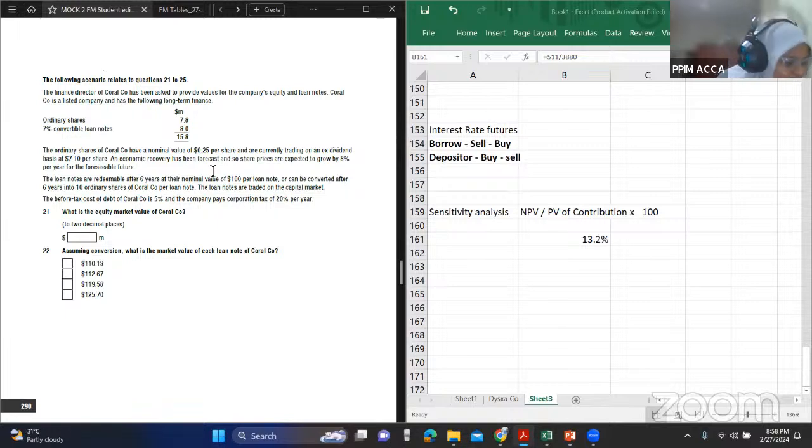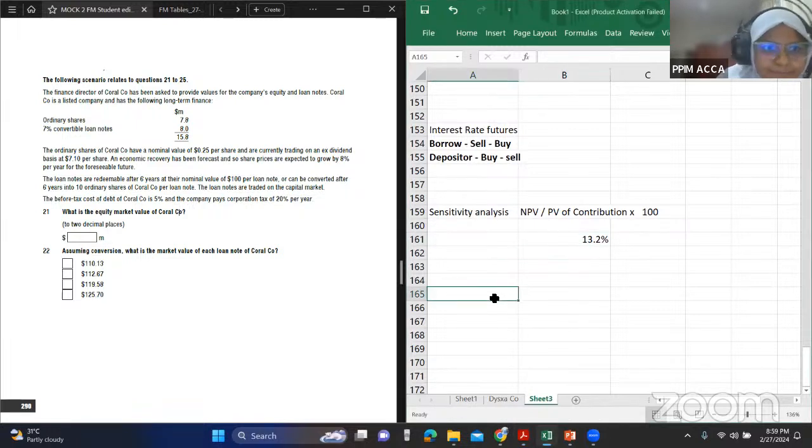So the first question they're asking is, what is the equity market value of Coral Company? Here it's kind of straightforward because we have the market value and we can find out the number of shares in issue as well. 7.8 divided by 0.25 is the number of shares in issue. If we take 7.10 and multiply it with that answer, you will get the market value.